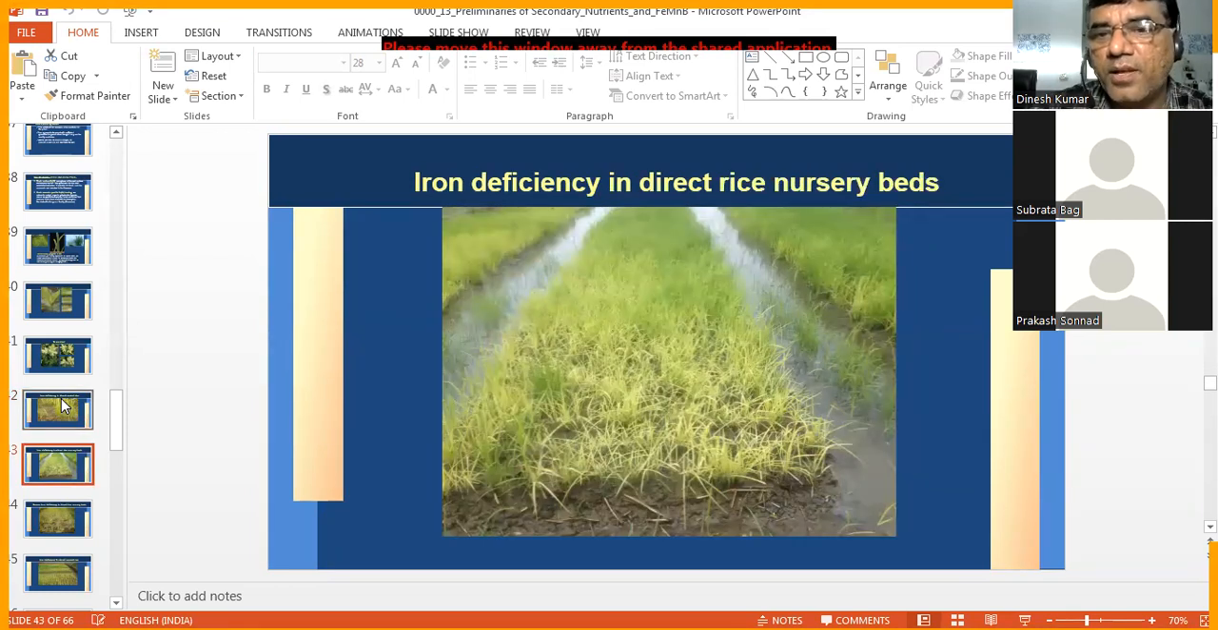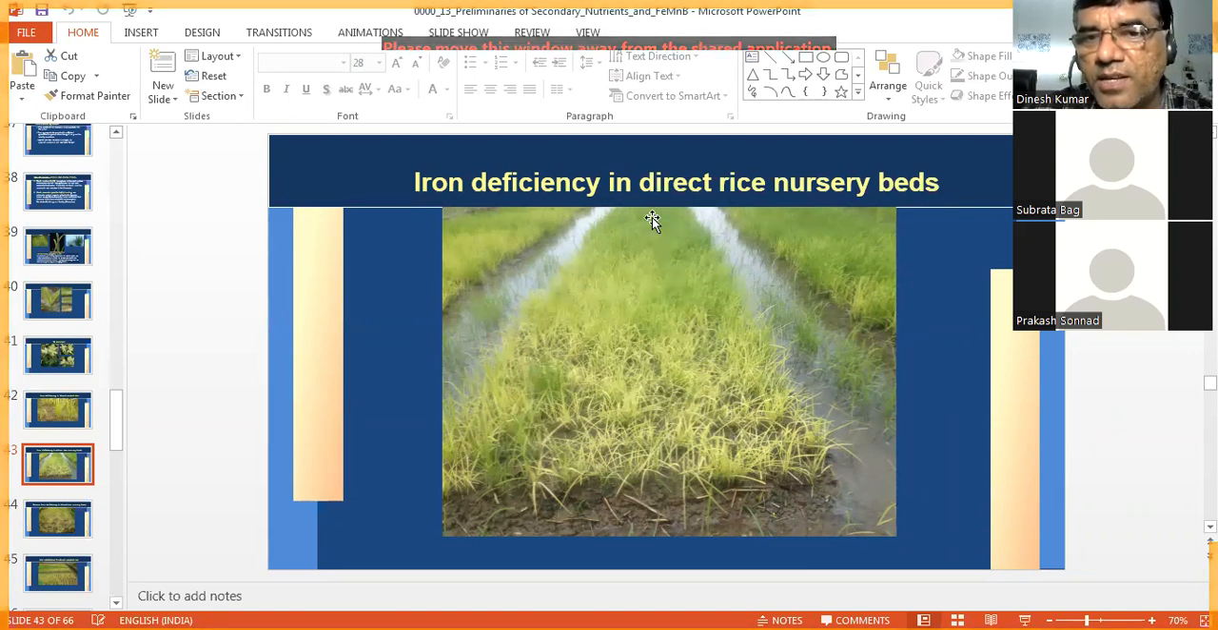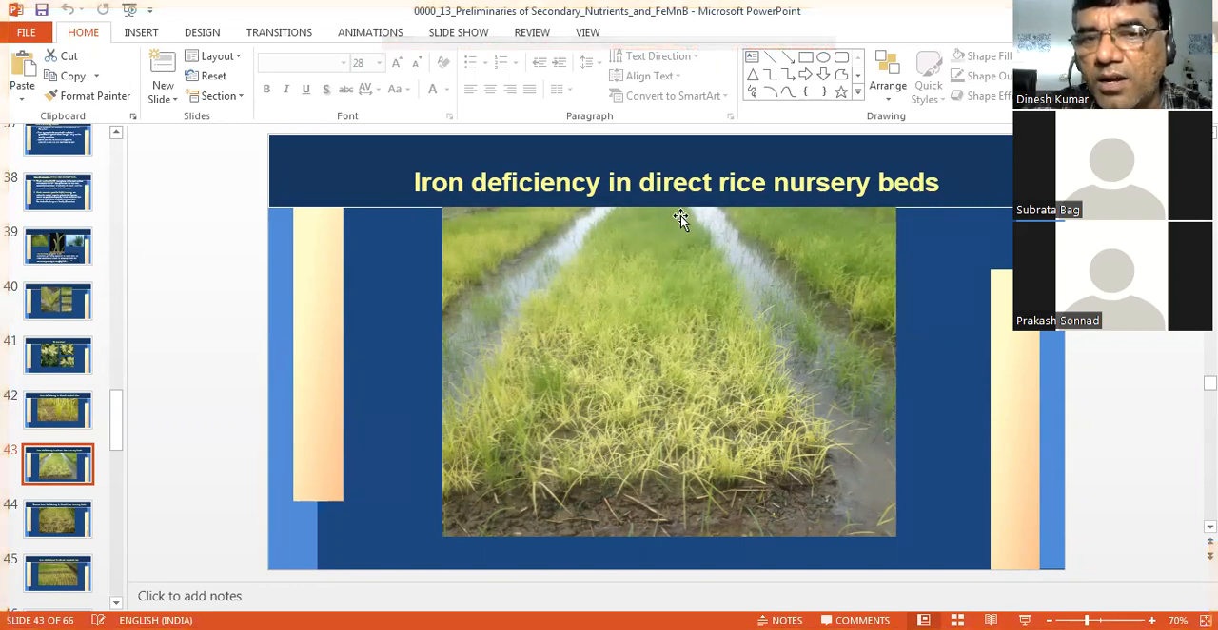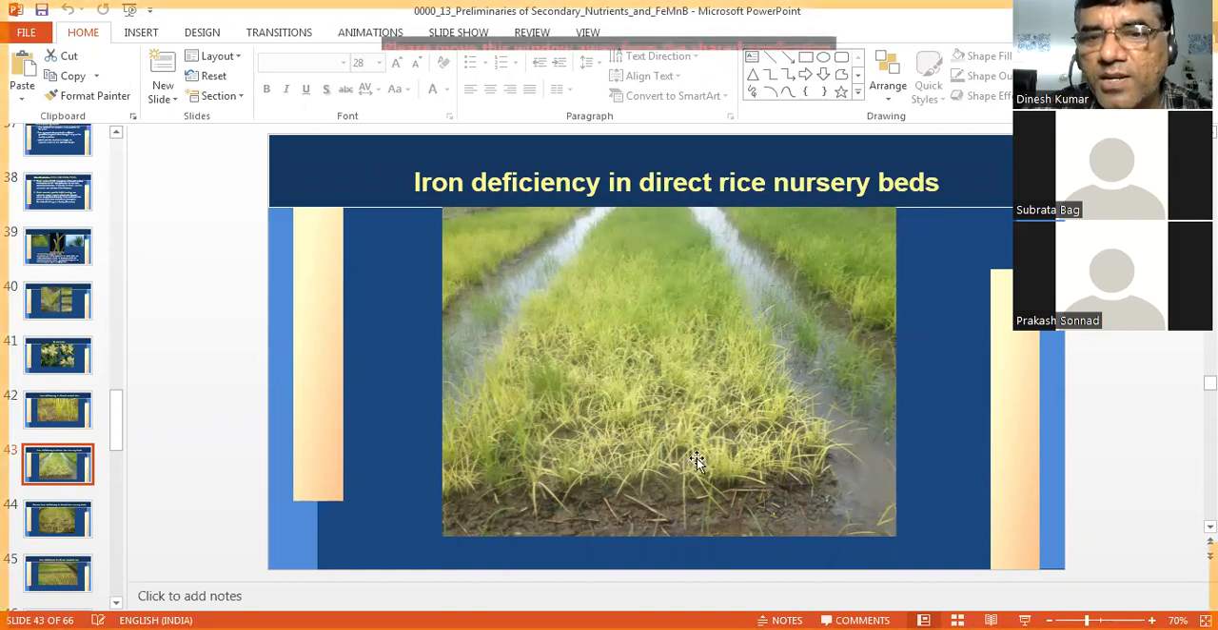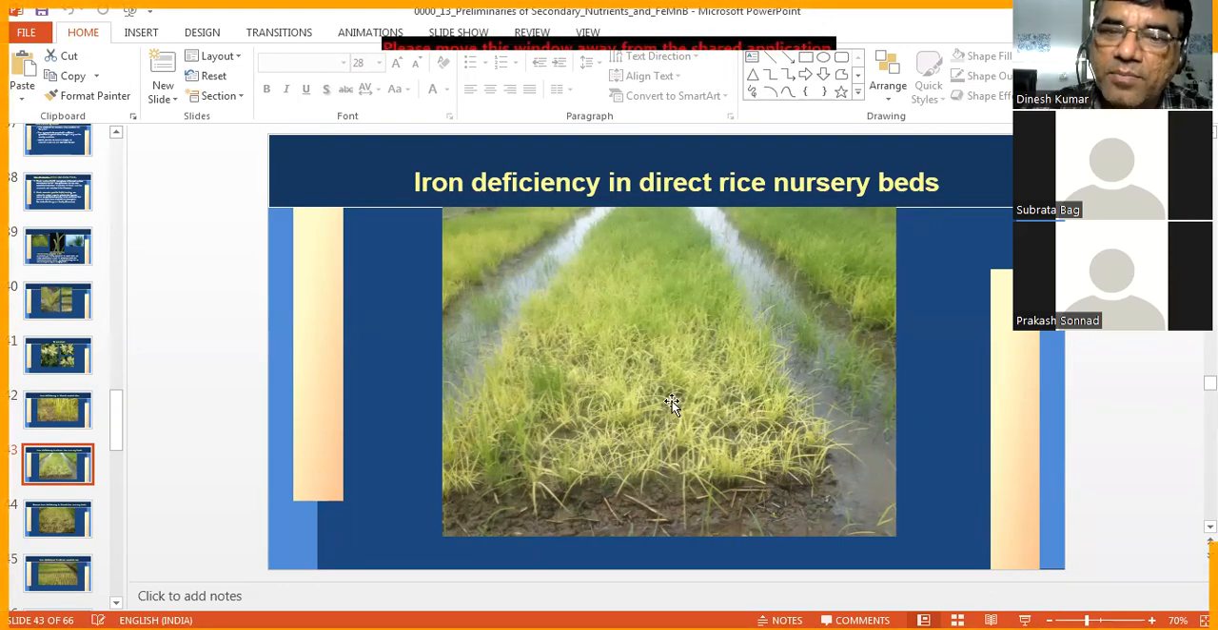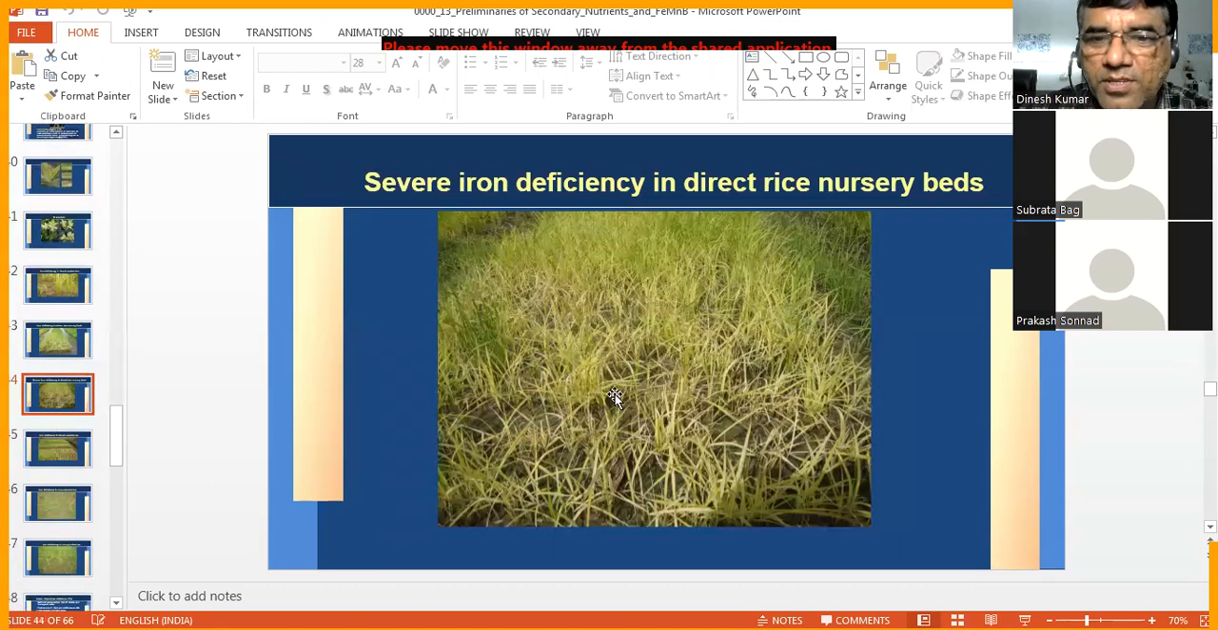You can see here, in this case, the area which is in the beginning is having more deficiency symptoms than the area which is in the background. Because in the background, it is a low-lying area where water is there. But in this part, water is not staying. Therefore, iron deficiency. If water had stayed here, that means ferric iron could have been converted to ferrous, and then you could not have experienced this deficiency. So you can see very severe deficiency of iron in rice.